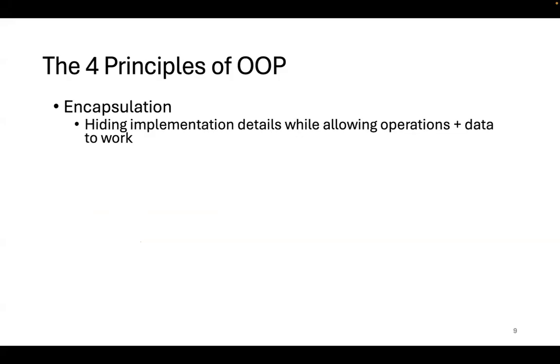Encapsulation broadly means we hide some details while allowing things to work under the hood. Abstraction involves looking at things generically, so kind of like rising above and saying, this is how it works in general. You don't need to worry about these little details.